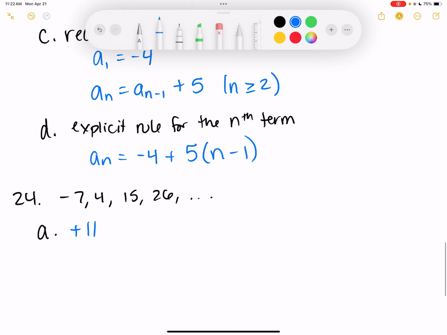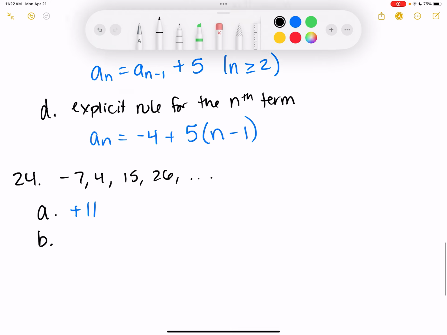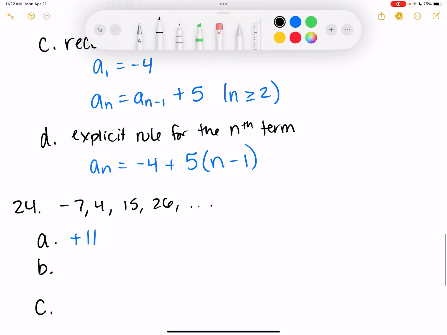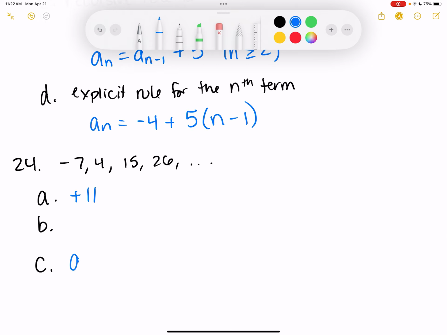Now, part B, I am capable of adding 11 to get out to the 10th term, but I really don't feel like adding 11 six more times to get that. So I'm going to skip B, and we're going to come back to it using part D in a second. Okay, so C is the recursive rule. That means I need to say what a sub 1 is. So a sub 1 is equal to -7. Then we've got a sub n is equal to a sub n minus 1 plus 11 for n greater than or equal to 2.